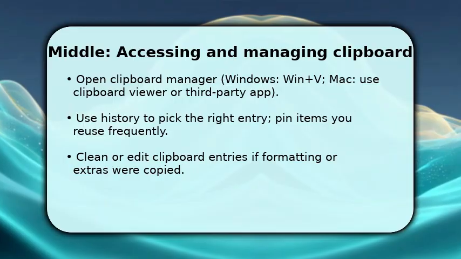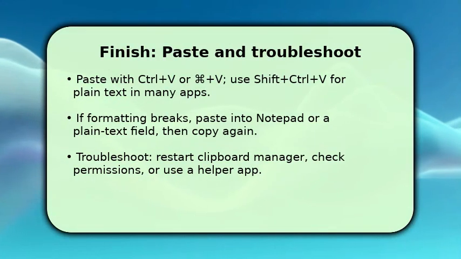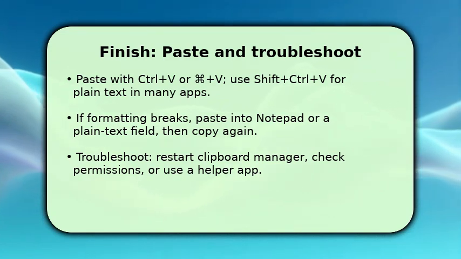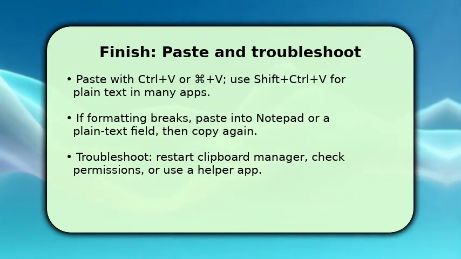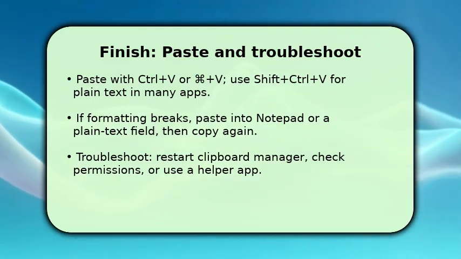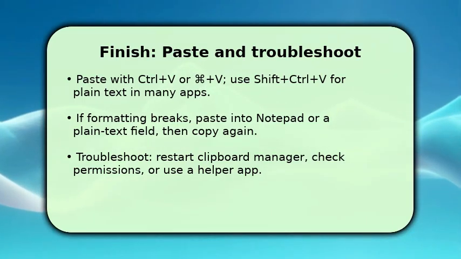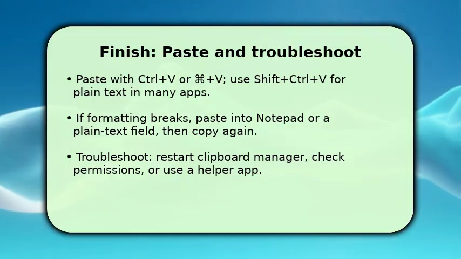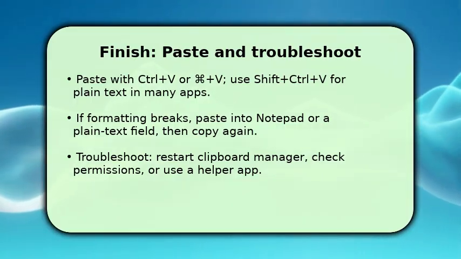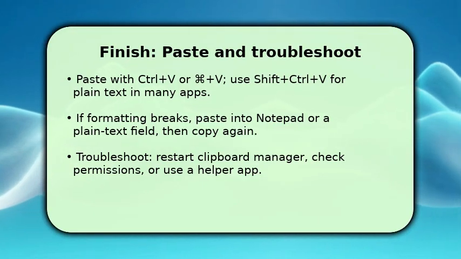You complete the task by pasting into the destination using Ctrl+V or Cmd+V, and if you need plain text, use Shift+Ctrl+V where supported. If the result looks wrong, paste first into a plain text editor like Notepad to strip formatting, then copy and paste again. If copying fails, restart the clipboard manager or app, check clipboard permissions, and try a lightweight helper app as a last resort. A quick restart or switching to plain text usually fixes most problems.